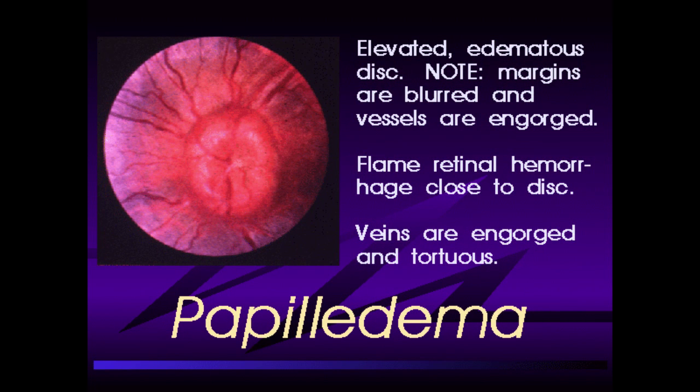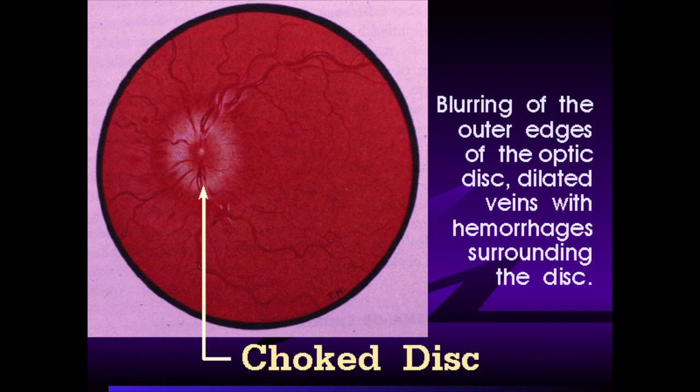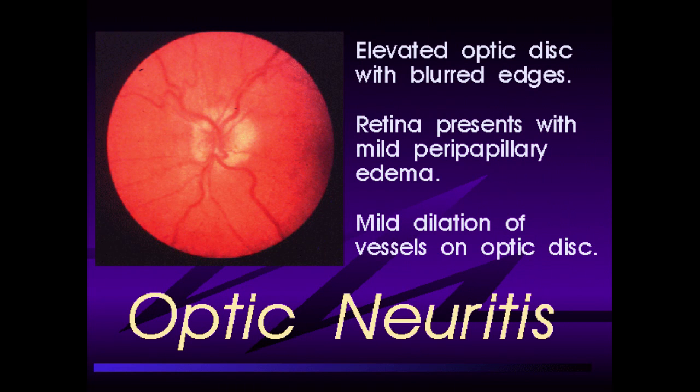The disc appears elevated, swollen, and takes on a puffy or fat appearance, with the margins blurred and the vessels engorged and tortuous in papilledema. Optic neuritis appears with the optic disc elevated with blurred edges. The retina presents with mild parapapillary edema and a mild dilation of the vessels over the optic disc.